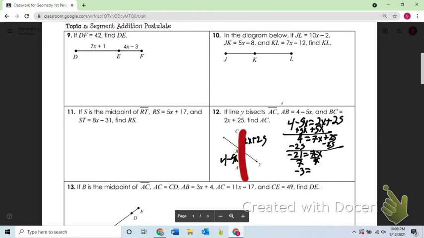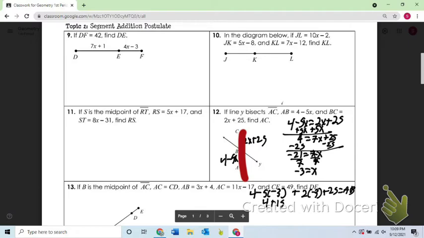Now, normally, you want to go back and check your work. We are talking about distance here, so it's important to understand that distance can't be 0 or negative, but x can be. So our x is negative 3. What we're going to do is go back and find the total distance. Here's the thing: it's AC, not AB.